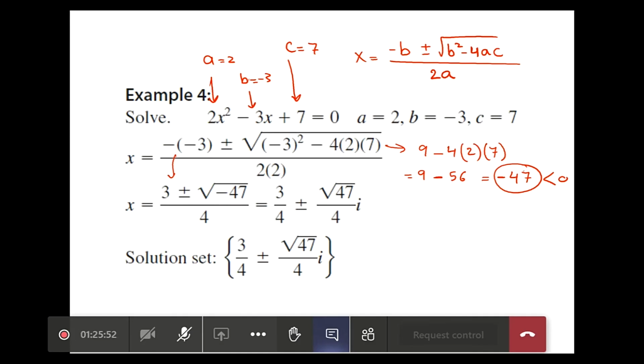Okay, this one. If we have a negative inside the radical, this means what? This means put i. Remove the negative and put i. So we have 3 over 4, and this one, radical 47 over 4, and remove the negative and put i. So we have two solutions: 3 over 4 plus or minus radical 47 over 4 i. Okay, any question?